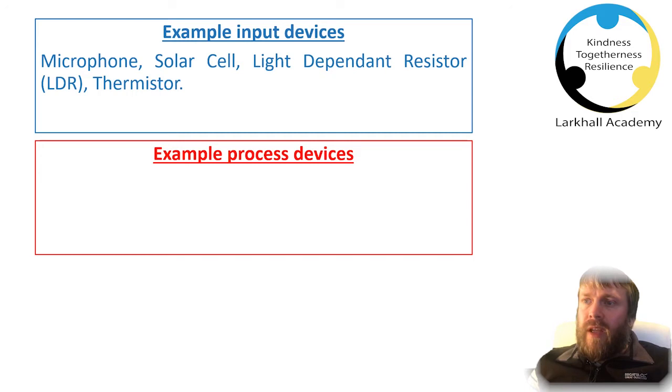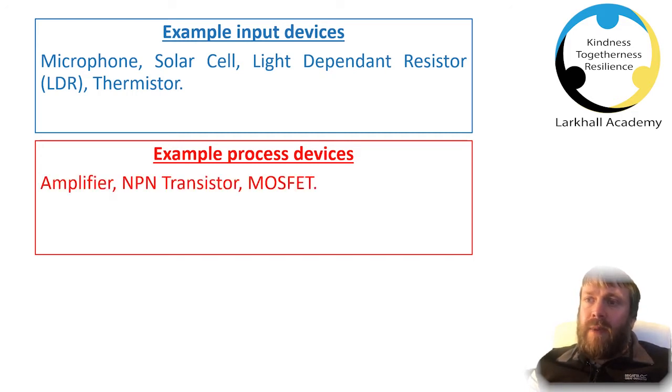Examples of the process devices: we've got an amplifier, an NPN transistor, and a MOSFET. Again, with these last two, if you've not come across them yet, we'll have a look at these in more detail after the summer holiday, so don't worry too much about that.